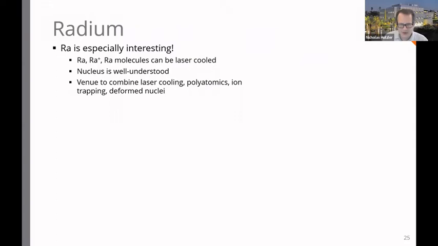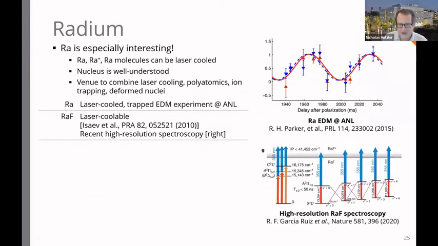Radium is especially interesting for a number of reasons, but maybe the biggest ones relevant for this are that the atom, the ion, and several molecules of radium can be laser cooled because it has a very simple electronic structure. The nucleus has been studied quite carefully and has this octupole deformation. And so it presents a venue to combine basically all of these things I've been talking about: laser cooling, polyatomics, ion trapping, deformed nuclei. So there's a lot of interest in radium, including many ongoing things.